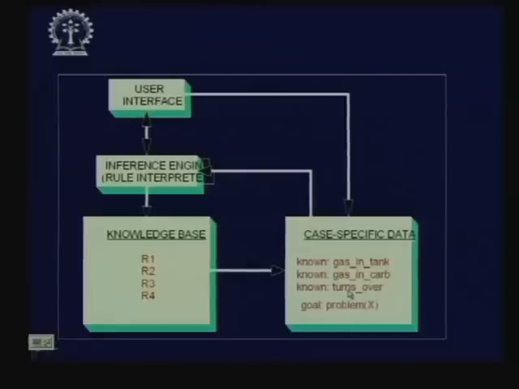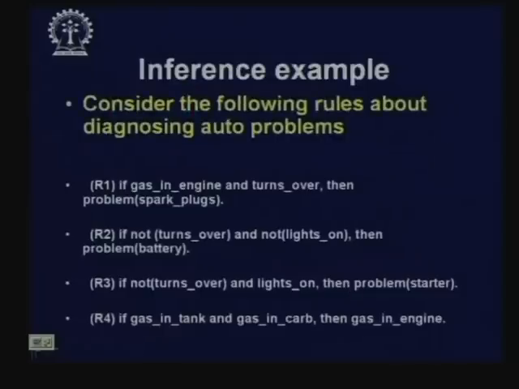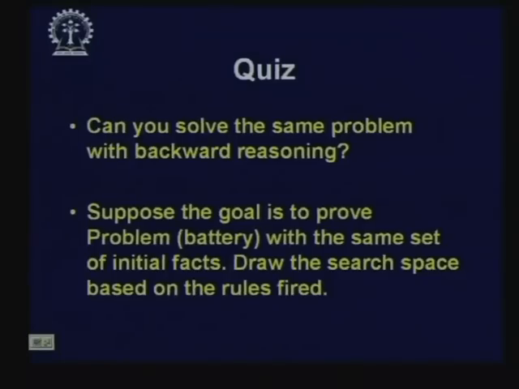Given these facts and rules, you can try to solve it with backward chaining and see how it works. What I want is that you draw the search space based on the rules fired, not the entire search space, but the path that is traversed. How did the problem get solved? You have to draw that tree structure.